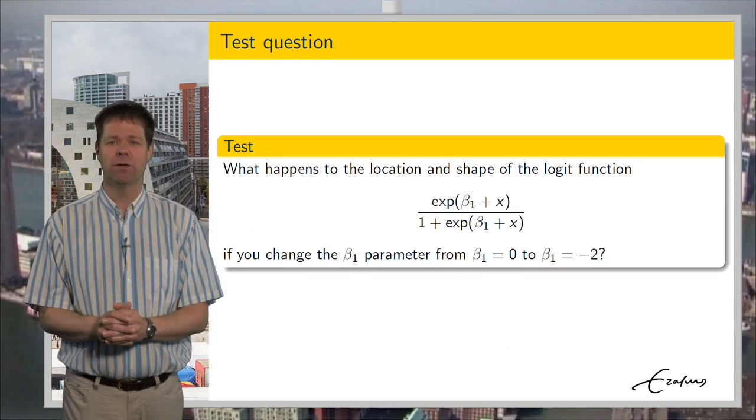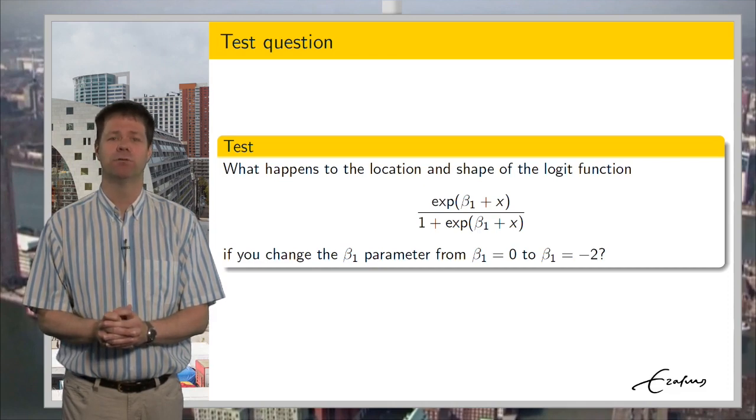I now ask you to think about the following. What happens to the logit probability as a function of x if you change the beta 1 parameter from 0 to minus 2?